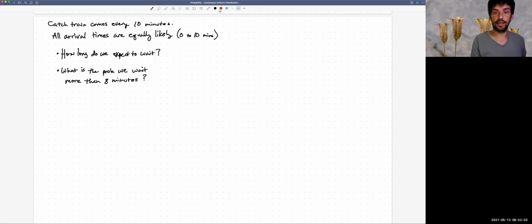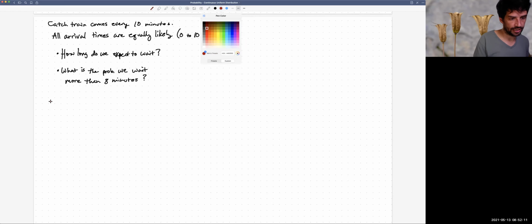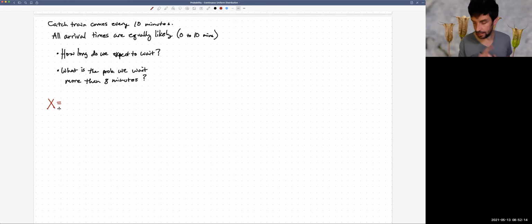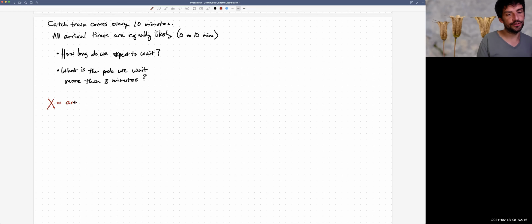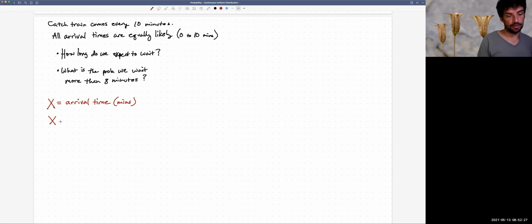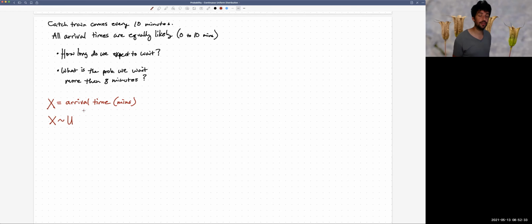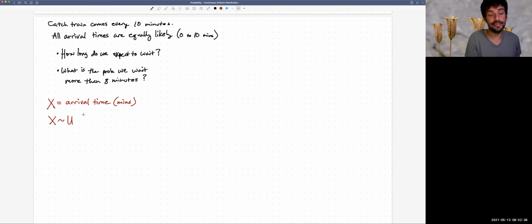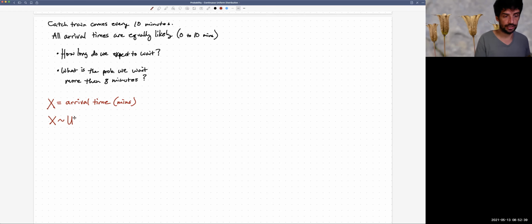We'll start with a random variable. Let's make this a little darker. Okay. So we'll take x to be, let's call it the arrival time for our train. I'm going to put it in minutes. Okay. And according to the problem, x follows a uniform distribution because all the arrival times are equally likely. Okay. And this is continuous, right? There's any amount of time between 0 and 10 minutes that train could arrive.